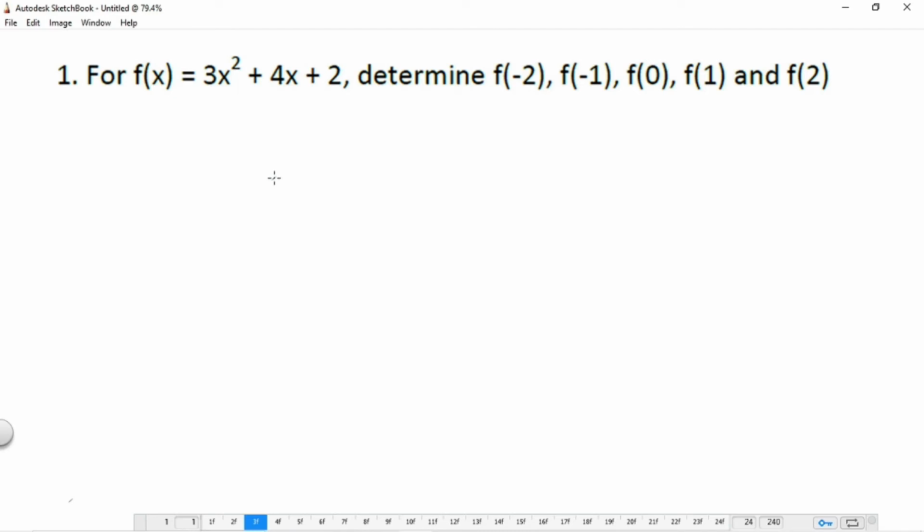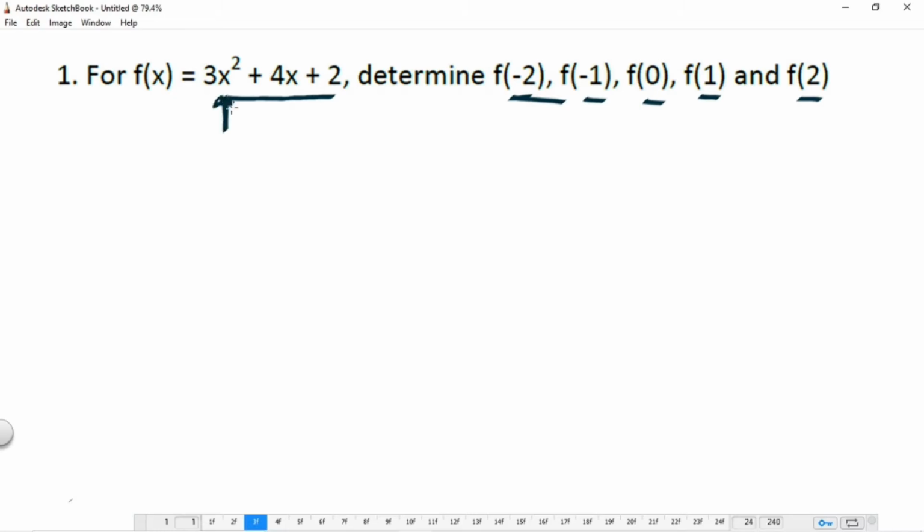We are done with the discussion part regarding functions, and we are ready to answer some exercises. I will read problem number 1. For f of x is equal to 3x raised to 2 plus 4x plus 2, determine the following: f of negative 2, negative 1, 0, positive 1, and positive 2. All we have to do is substitute these values to variable x.